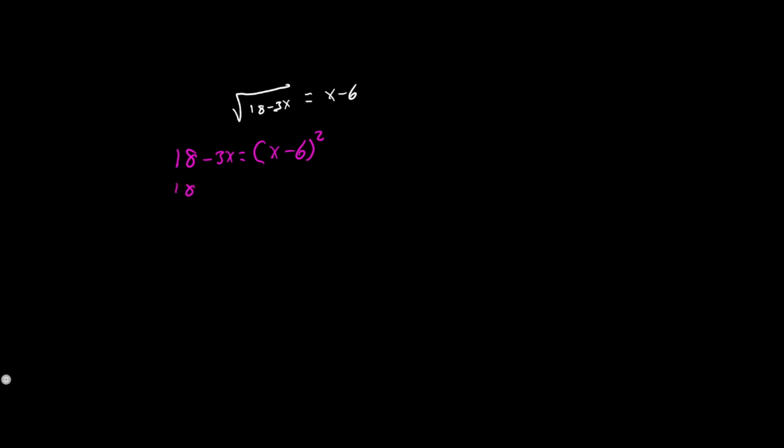Nothing changed on the left-hand side. And expanding the right-hand side, we get x squared minus 12x plus 36. And we're going to add 3x to both sides, which is going to go ahead and give us x squared.